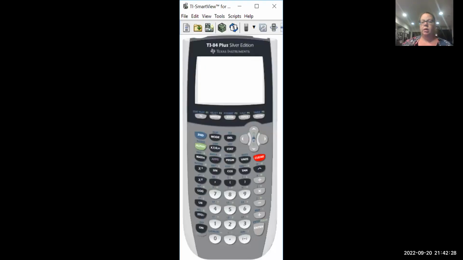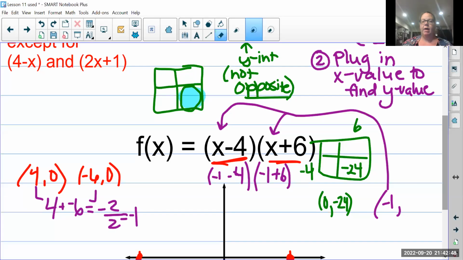And it was -1 minus 4, and then -1 plus 6. And I got -25. So the second part of my vertex is at -25.